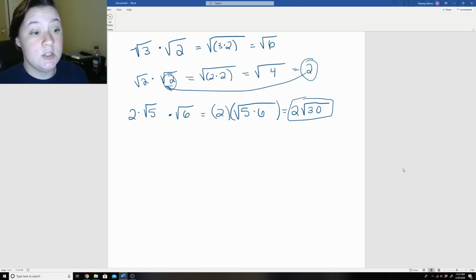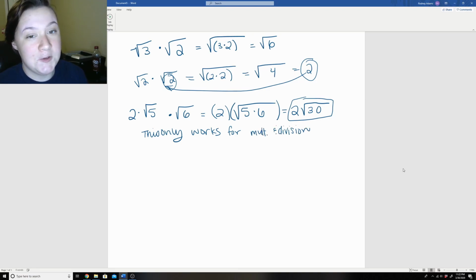I am going to mention this only works for multiplication, okay? Multiplication and division. Do not do this if you're adding or subtracting. Only put the things together underneath the square root if you're multiplying or dividing.